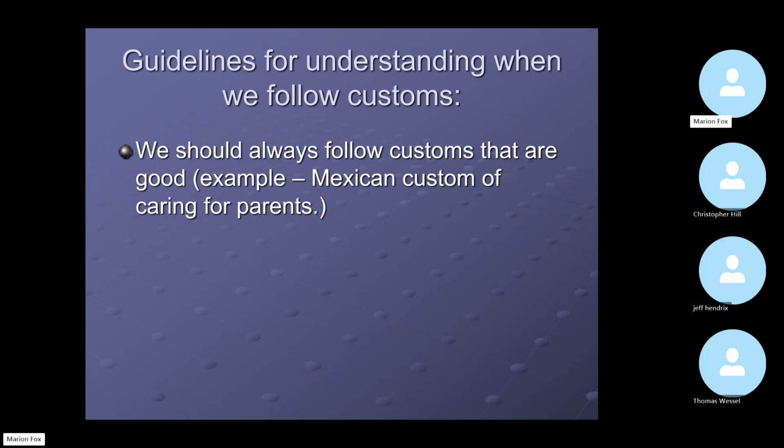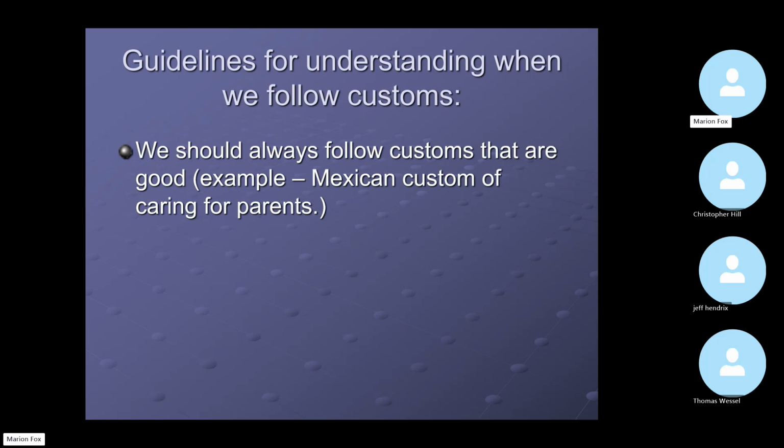But this is a good custom. You can't find anything wrong with that custom. It's a good custom. And so I believe that's one good custom. If we have that custom among our Mexican neighbors, our Mexican friends from Mexico, I believe this is a wonderful custom. And it's wonderful that they do this. It is good. Nothing wrong with it whatsoever.